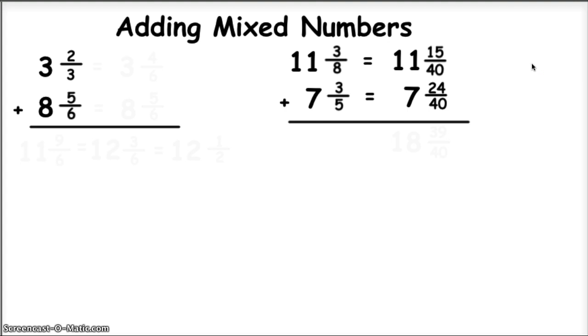Now I can just add the whole numbers and the fractions. When I add the fractions, I add the numerators, and the denominator is going to stay the same. 15 plus 24 is 39, so this fraction is going to be 39/40. Now when I add the whole numbers, 11 plus 7 is just going to be 18.